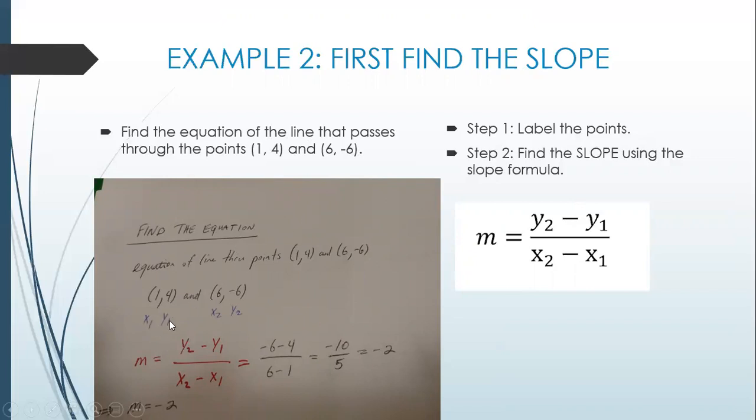So we label our points: x1, y1, x2, y2, and then you get negative 6 minus 4 over 6 minus 1, right? y2 minus y1, x2 minus x1. We label our points so we don't have to think about what those things mean. We just have to put them in the formula where they go. y2 is negative 6, it goes first. Minus y1, which is 4. So if we just label our points, we don't have to think necessarily about what the points mean. We just have to plug them in. All right. So we get a slope of negative 2.